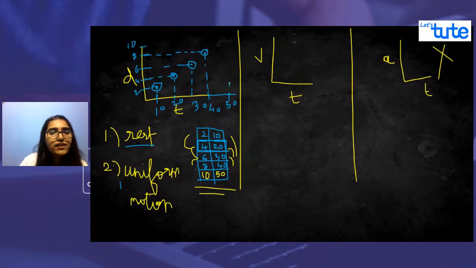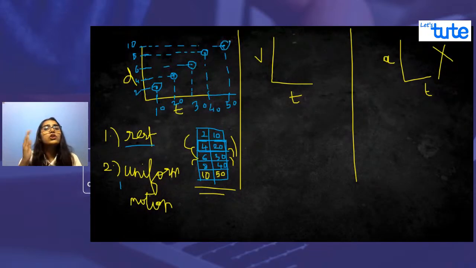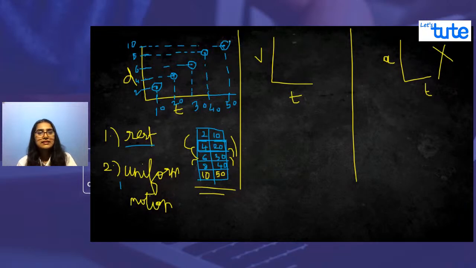For 50 seconds, we are getting it as 10 meters. This is a uniform motion graph. How do you know it's a uniform motion? I can predict what happens next. I know it will go 12 meters in 60 seconds. This kind of graph. Okay, distance time graph and velocity time graph.